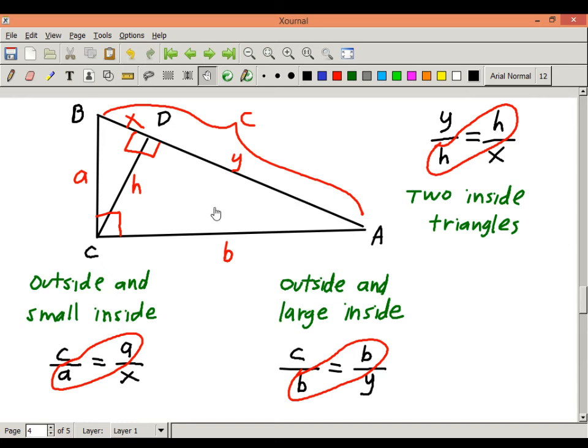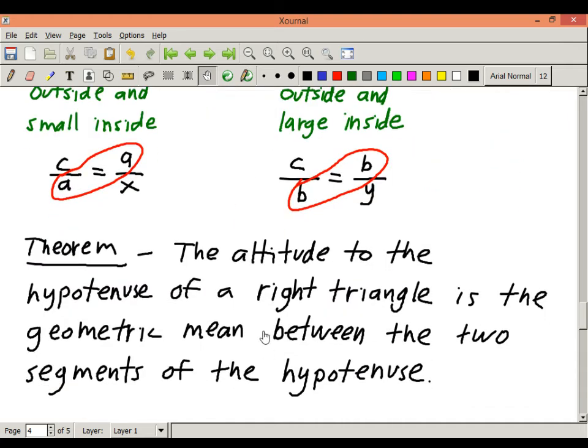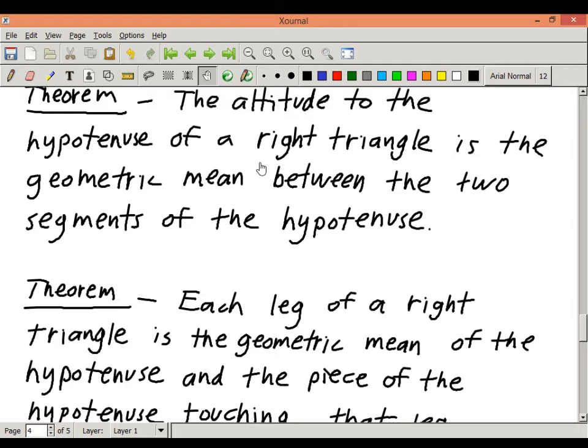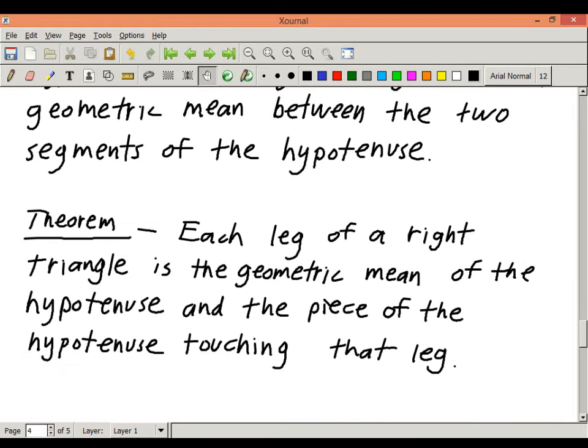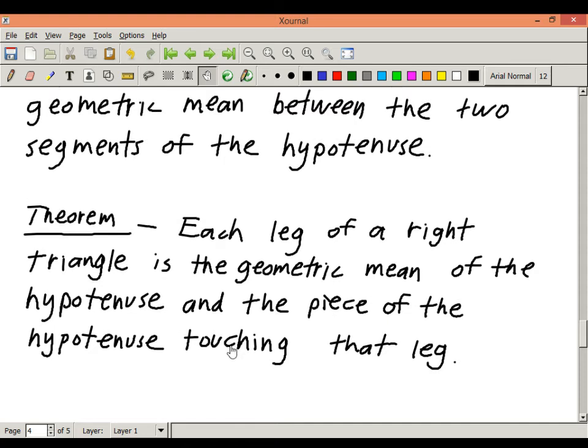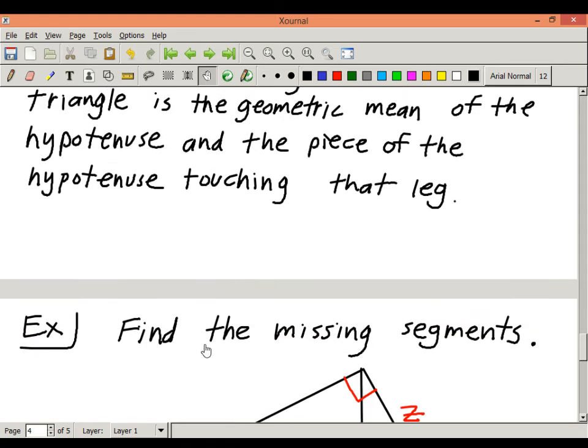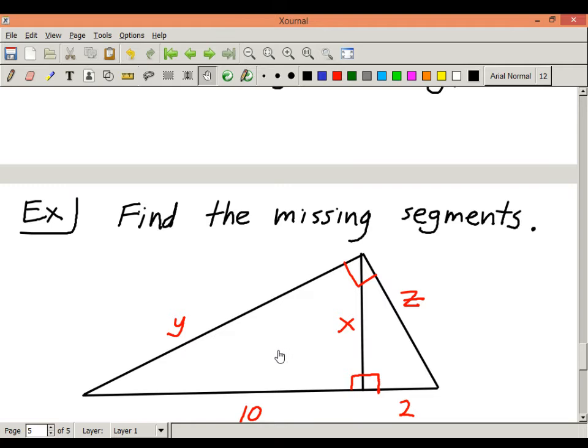Now let's zoom out again and look at our diagram. B, this leg of the original outside triangle, is the geometric mean between its own hypotenuse and the part of the hypotenuse touching that leg, which is Y. So again, that's what that theorem says. I'll read it again: each leg of a right triangle is the geometric mean of the hypotenuse and the piece of that hypotenuse touching that leg. So that's a lot to think about. Let's go ahead and apply that to our last example here, and then we'll get some practice problems.